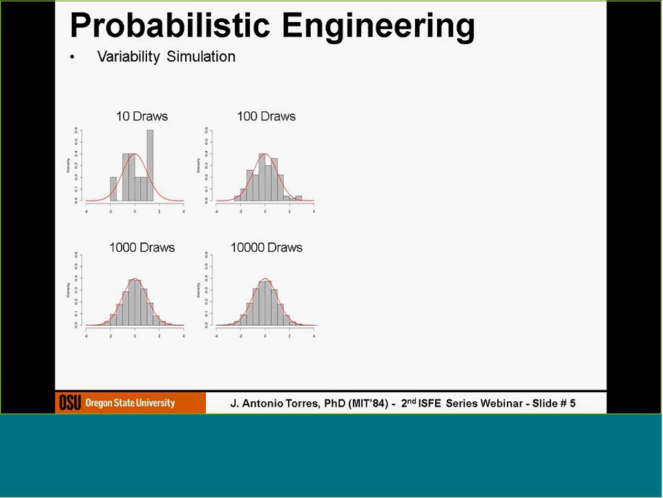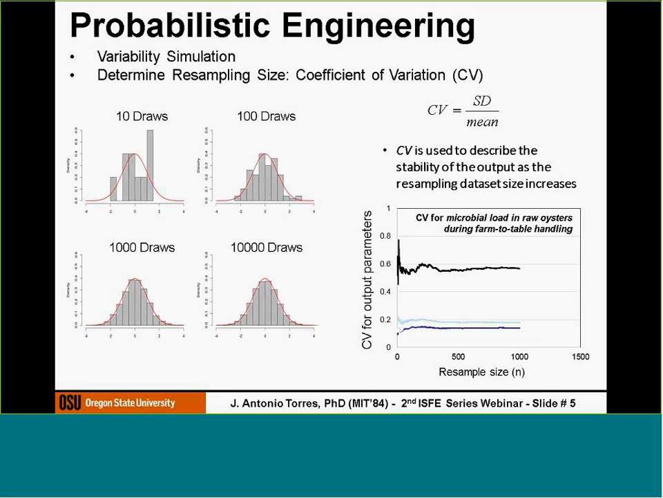So how do we decide? We use the coefficient of variation, the ratio between the standard deviation and the mean for that simulation of the data. So we see a plot of the coefficient of variation against the sampling size: 0, 500, 1,000 values, and the CV for different parameters in our output calculations.